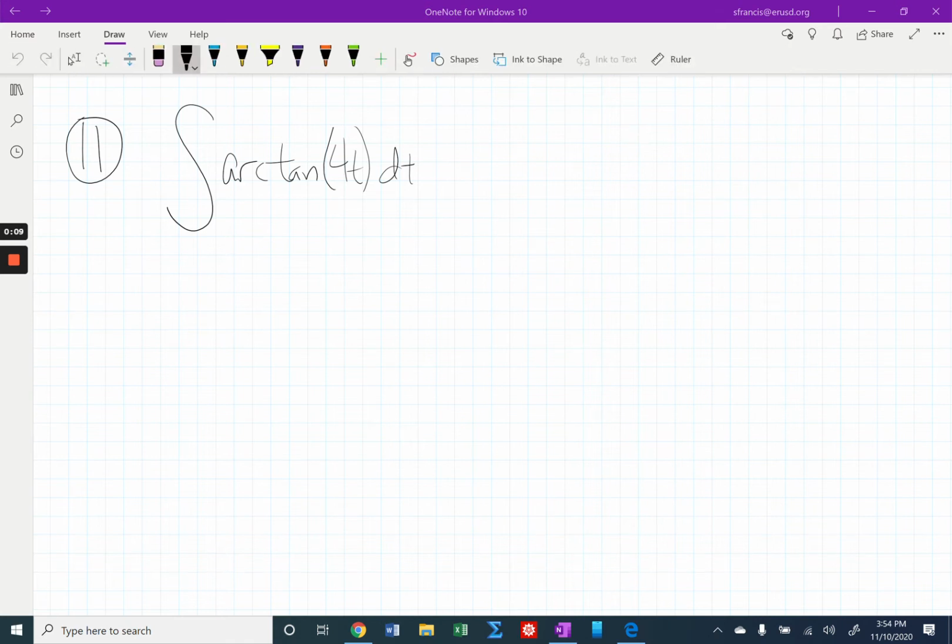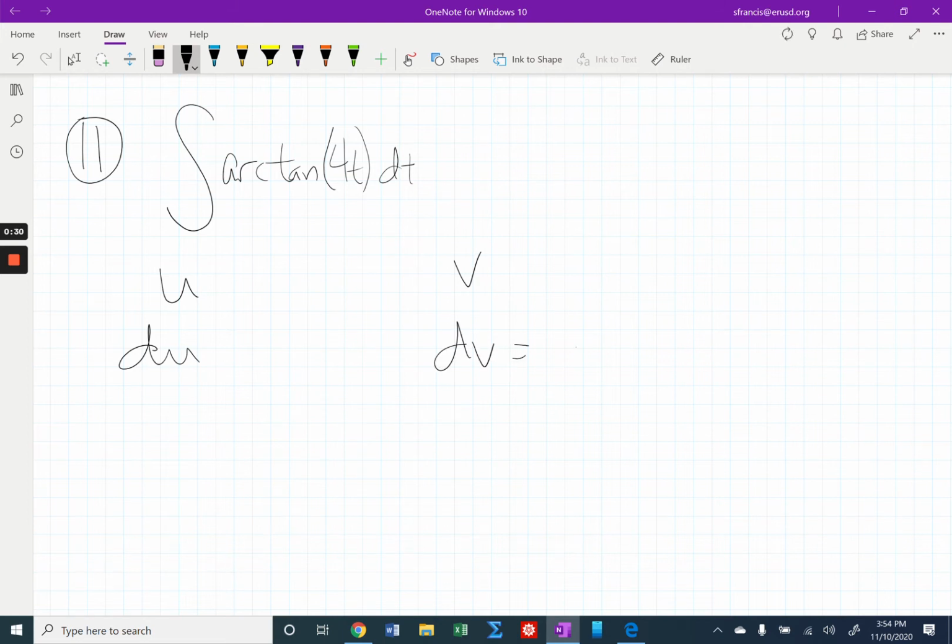We've got to find an antiderivative for arctangent of 4t with respect to t. To work this one out, if you just do a moment's thought, you can't do a regular substitution or some other technique. We're going to need integration by parts here. I'm not going to do a whole lot of help, but I'll get you guys started.